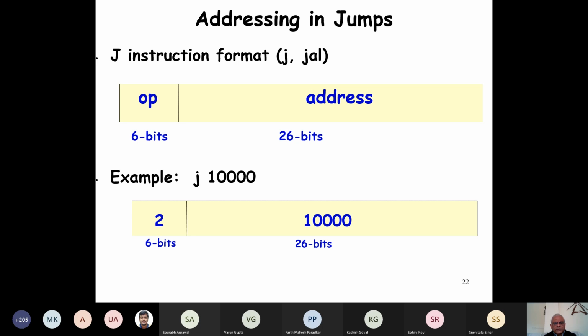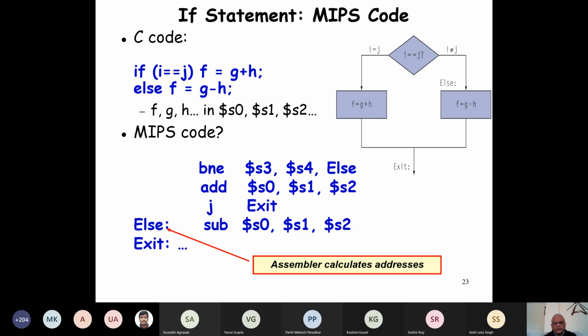Now the jump instruction, we have a 26-bit address to jump, which we convert to 32-bit by extracting the upper bits from the PC and appending them to this 26-bit address. If we have J 10, take the PC and append.